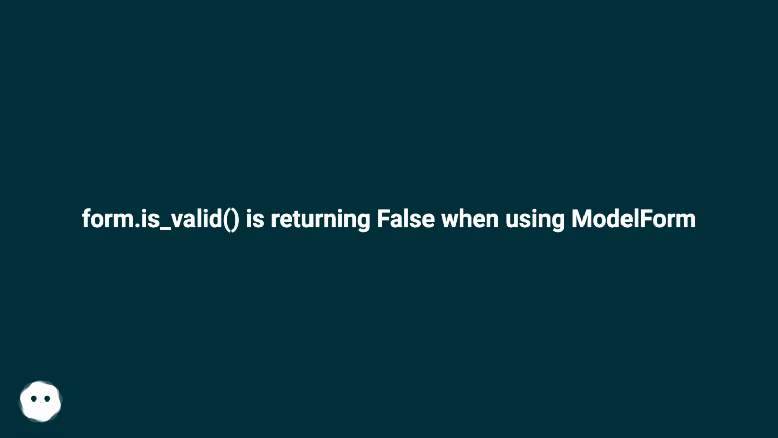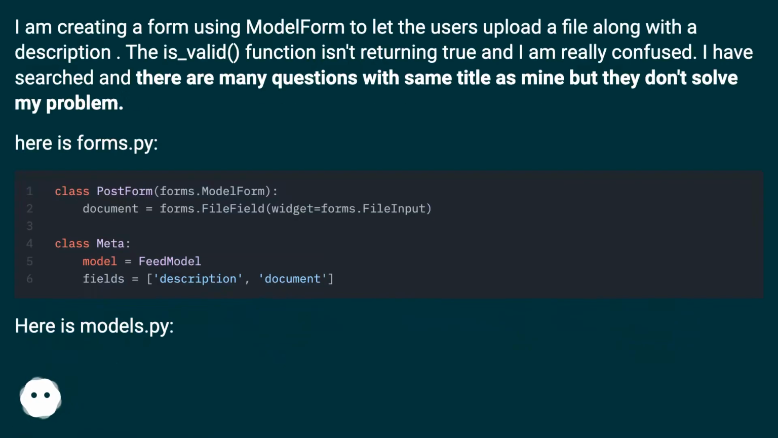form.is_valid is returning false when using ModelForm. I am creating a form using ModelForm to let the users upload a file along with a description. The is_valid function isn't returning true, and I am really confused. I have searched and there are many questions with the same title as mine, but they don't solve my problem.